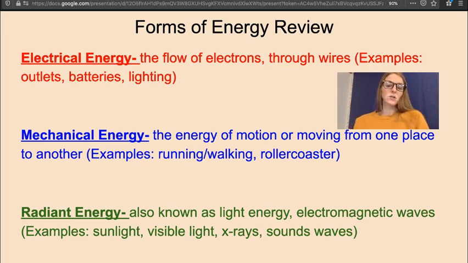Radiant energy is also known as light energy, and it's going to be in electromagnetic waves. It can be light that you can see. So like the light in the classroom is an example of radiant energy. Energy in the sun is an example of radiant energy. But then there's also, like I said, the electromagnetic waves that we can't see. So sound waves, we can't see those. X-rays, if you've ever broken something and had an X-ray done, all of those use radiant energy.